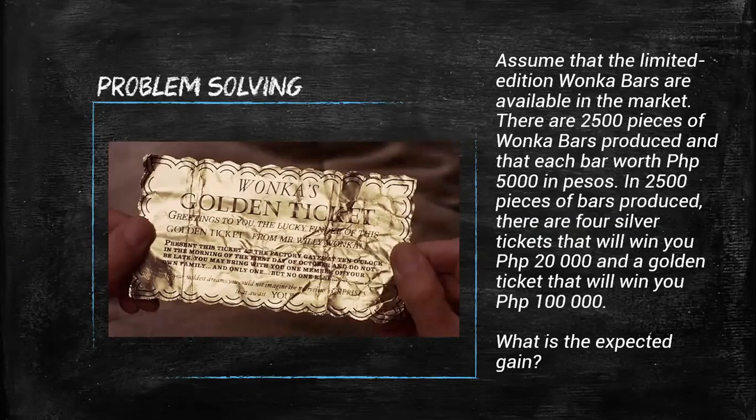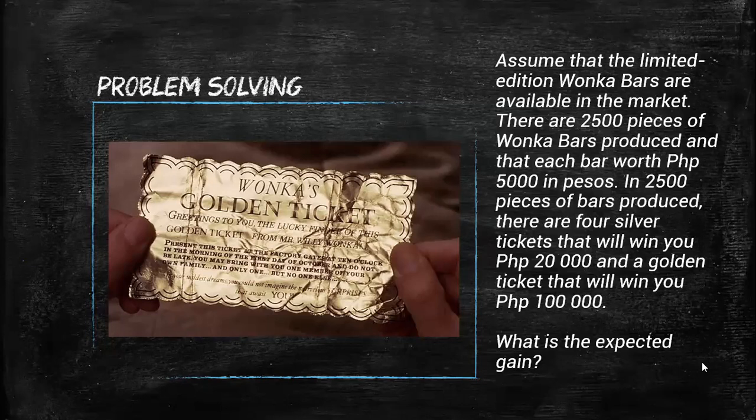So, assume that the limited edition Wonka bars are available in the market. There are 2,500 pieces of Wonka bars produced and each bar is worth 5,000 pesos. In the 2,500 pieces of bars produced, there are 4 silver tickets that will win you 20,000 pesos and a golden ticket that will win you 100,000 pesos. What is the expected gain?